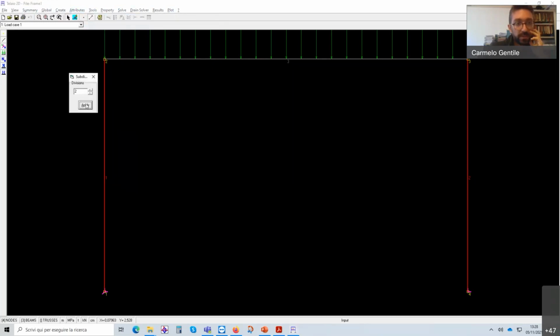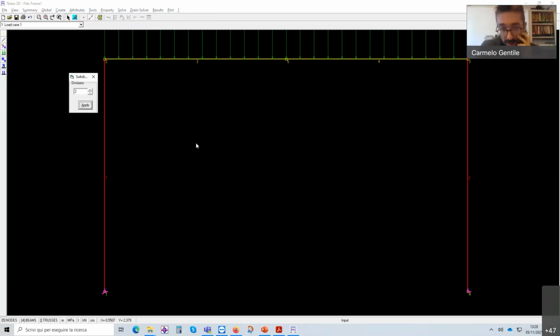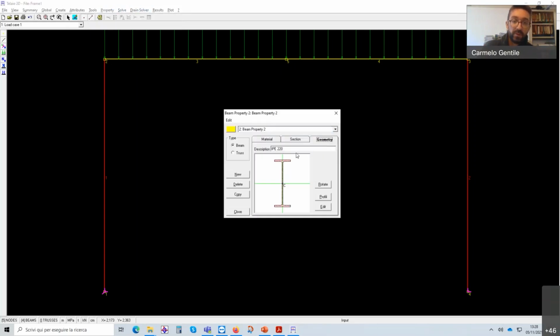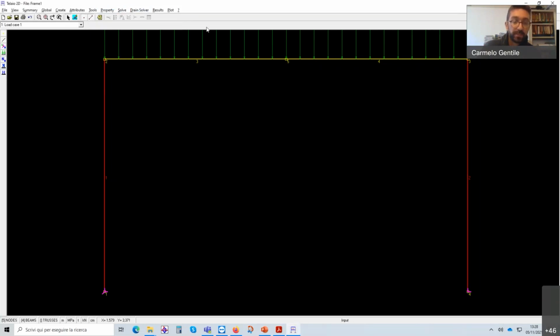divide. Okay, in this case, I have subdivided the beam into 2 beams. Nothing has changed, but we have 1 node more, the node 5. And we can exploit this node in order to find the deformation. Okay. So before it was IPE 120.